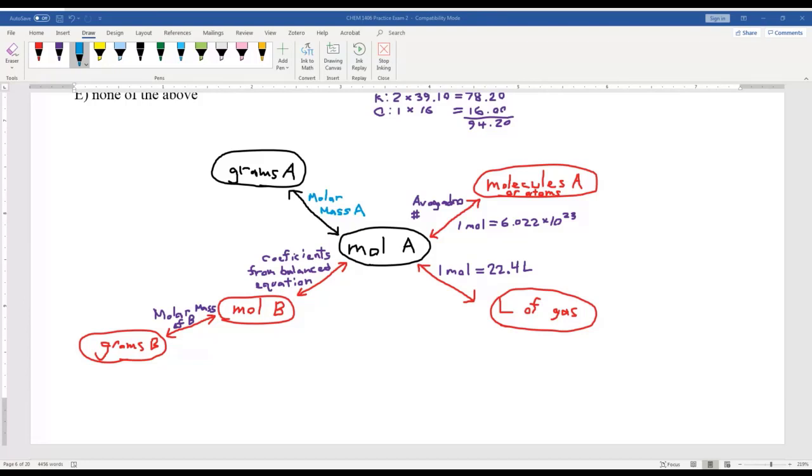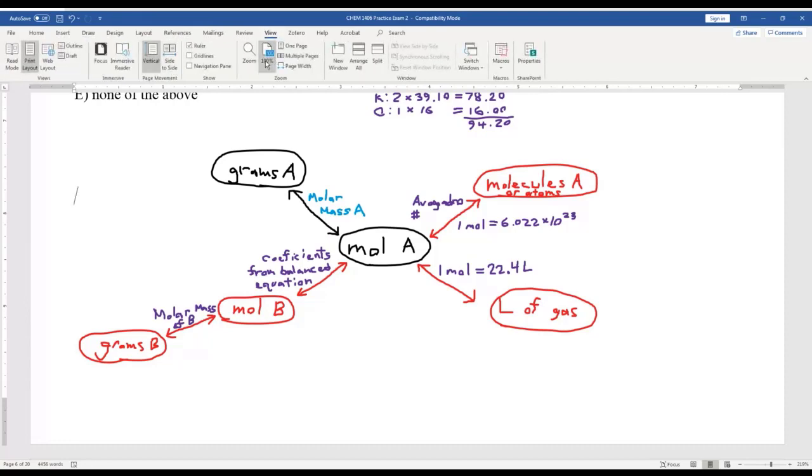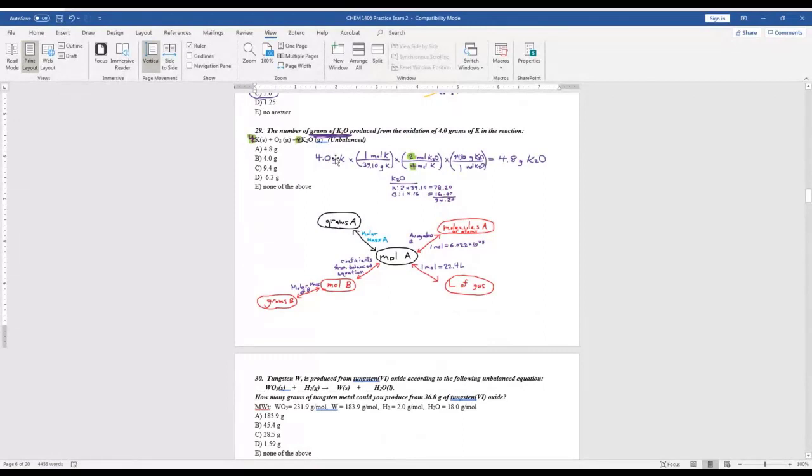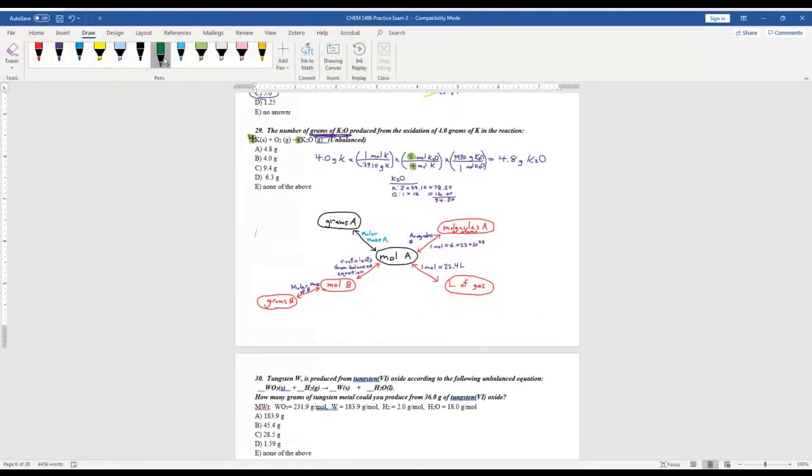So, like in this case, for example, with the problem that we were just doing, I'll zoom out just a little bit so we can see it better. I'll go to 100%. For the problem that we just did, we were starting with grams of K, and we were asked to go to grams of KO2. In other words, we were going from grams of A to grams of B. In order to get there, we needed to convert the grams to moles, then the moles to moles, then the moles back to grams. Does that make sense? Each one of those double arrows is one of our conversion factors. Cool?